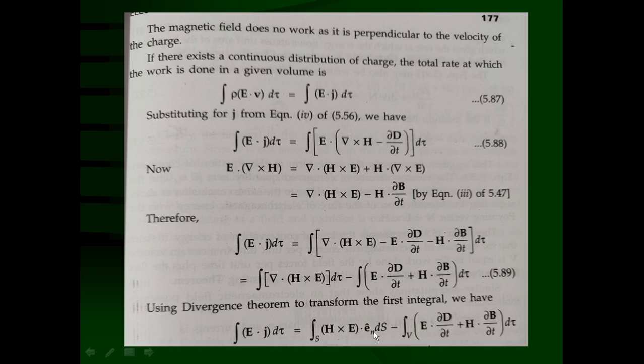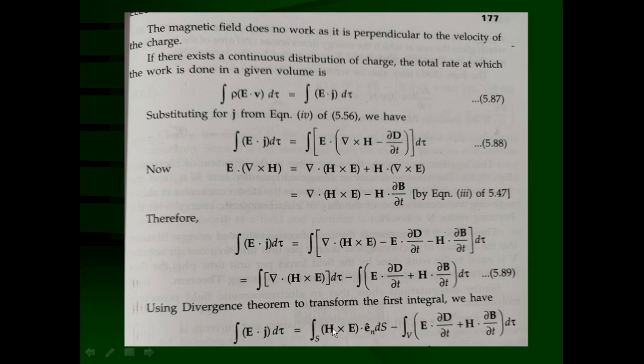So this is the area vector, the localized area vector everywhere on the surface surrounding that volume, minus the volume integration of E dot del D upon del T plus H dot del B upon del T d tau. So we can write this equation in this form. Now we'll make this term the subject of the formula, and when this is taken to this side, that means it becomes negative.